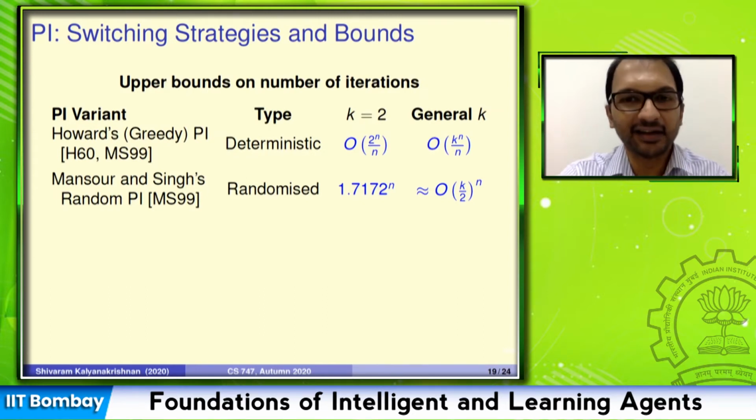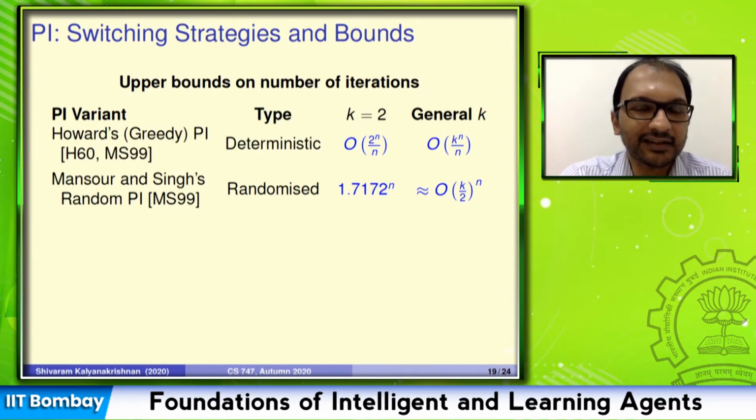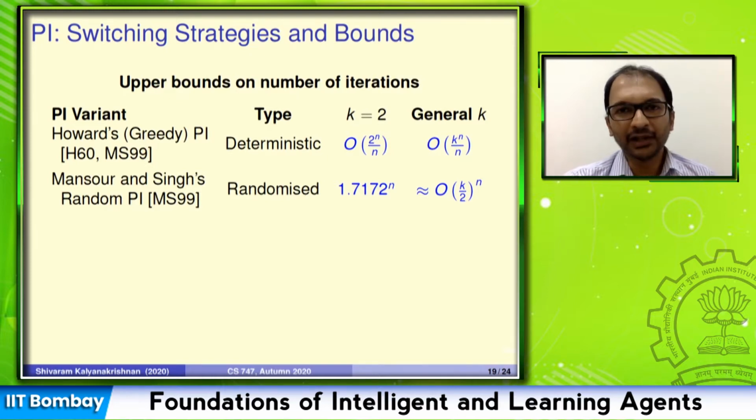So this is the literature, let's say, towards the end of the 1990s. By 2000, these are results from the 1960s and 1999. Mansour and Singh, in their 1999 paper, showed for Howard's policy iteration, remember, this is the greedy switching rule, that if you apply it on an MDP that has only two actions, the number of iterations you will perform is a linear improvement over 2 to the n. 2 to the n is like a trivial bound.